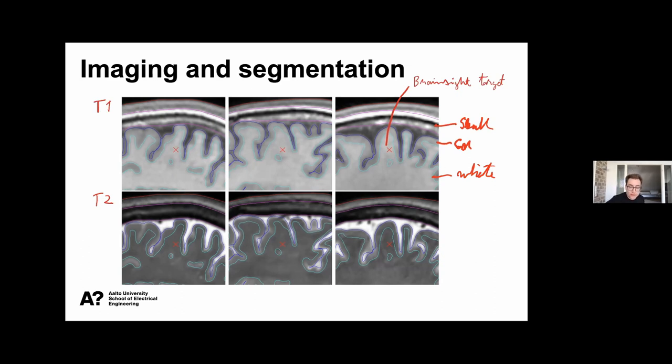Our segmentation pipeline uses FreeSurfer for generating the surface of the brain, and the skull is segmented semi-automatically. There is one important thing to note when segmenting the skull: in T1 weighted images and T2 weighted images, the thickness of the skull appears different. The T2 weighted image gives a more reliable estimate of the skull thickness, so we always use the T2 images to properly segment the skull.